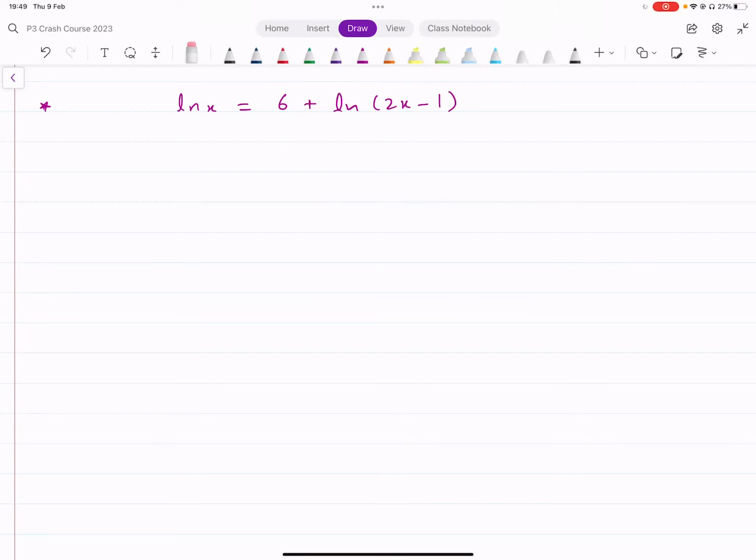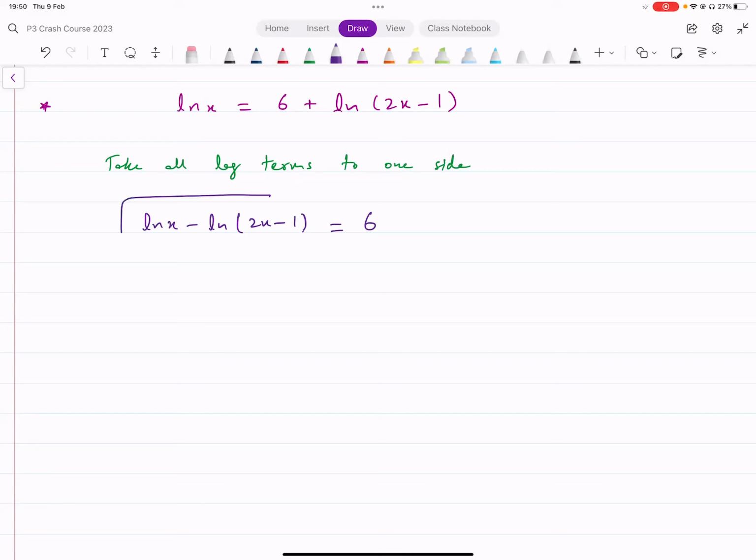There are multiple ways of going about this. One possibility is that you take all log terms to one side. That's one way to deal with it. You can write that down here. You take all log terms to one side, and once you're done with that, you make them a single log. So take everything to the left side. In this case, it becomes ln x minus ln of 2x minus 1. On the right side, then you have just 6.